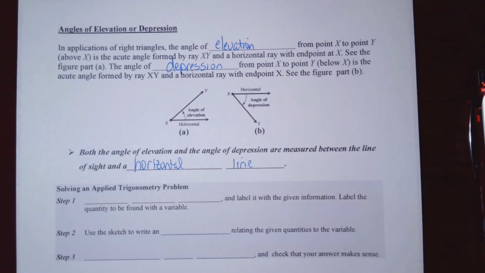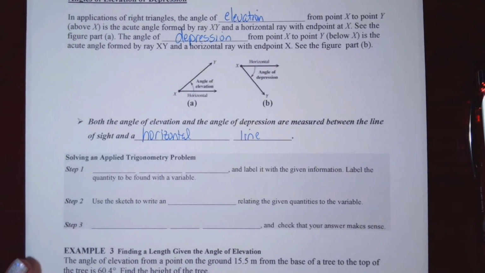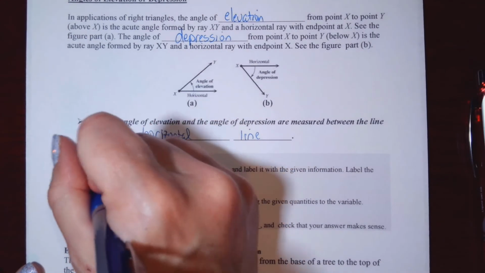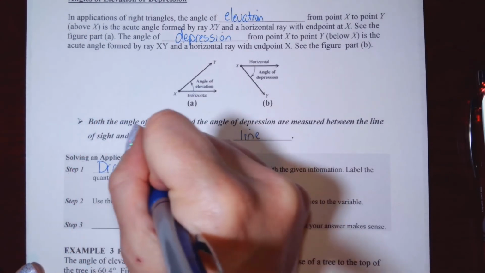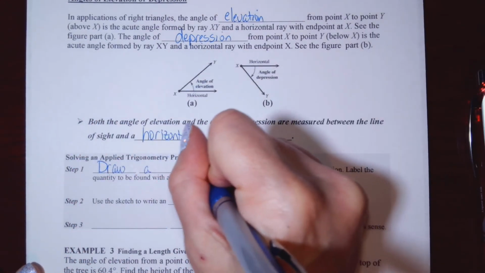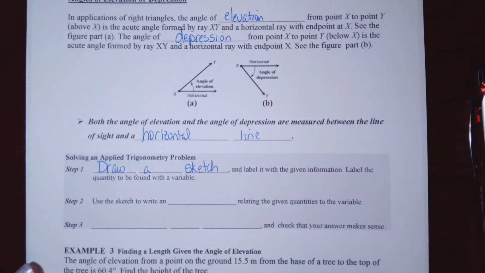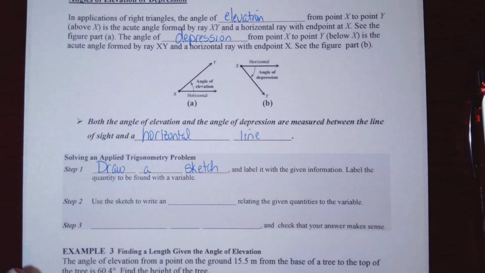So from some line of sight where I'm measuring my angle of elevation or angle of depression. Whenever you're solving an applied trig problem, whether it's this type of problem or another type of problem, you are always going to start by drawing a sketch. Don't skip this step. It really is necessary. It helps you verify your information and ask yourself whether or not the answer you get makes sense.